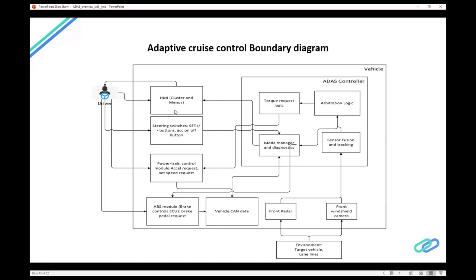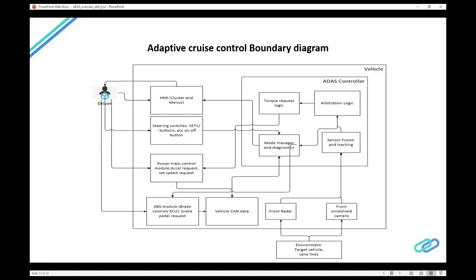From the HMI point of view, there are two things. First is a cluster warning, of course. When there is a target vehicle in front, there will be some kind of graphic showing on your cluster to let the driver know that, hey, this car is now about to slow down, so this is the reason why we are slowing down. And then there is, of course, the steering inputs like the buttons. So that was adaptive cruise control, and it's a very common level 2 feature.